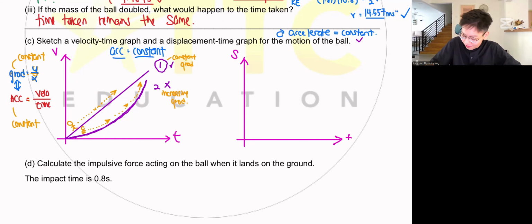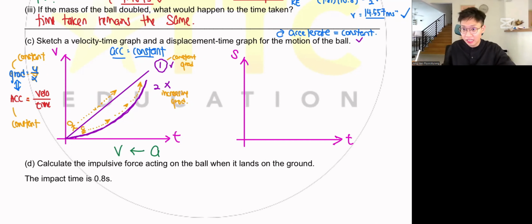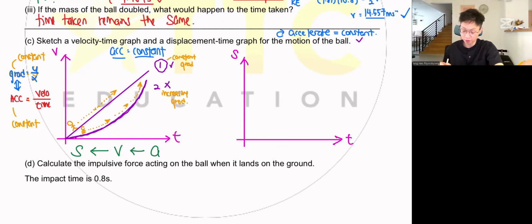So, the s-t graph. Now, you have to always remember this formula. The acceleration of your graph will always affect your velocity. A will affect V. V will always affect your S. So remember, if you want to know your velocity graph, you must see your acceleration, because your acceleration will affect your velocity. If you want to draw your S graph, you have to check your velocity first. Now my velocity is increasing like this.